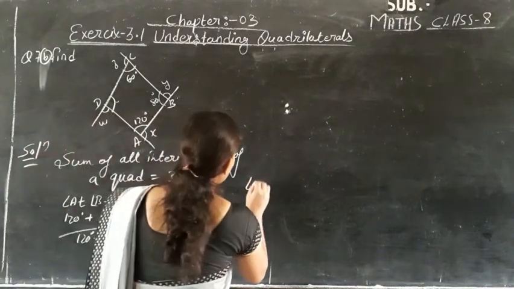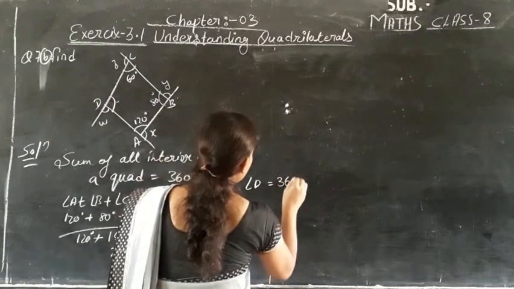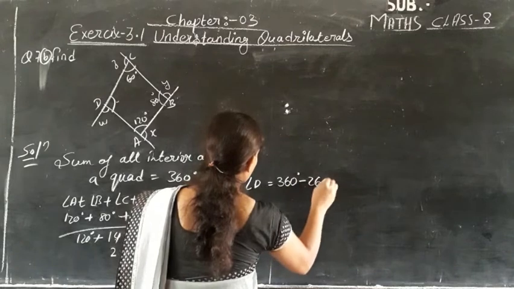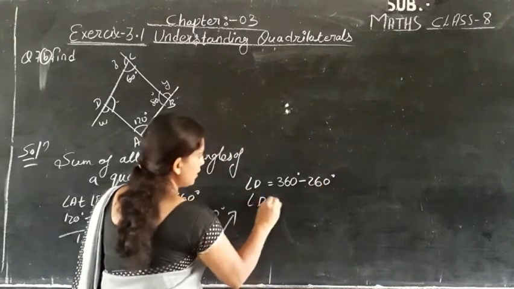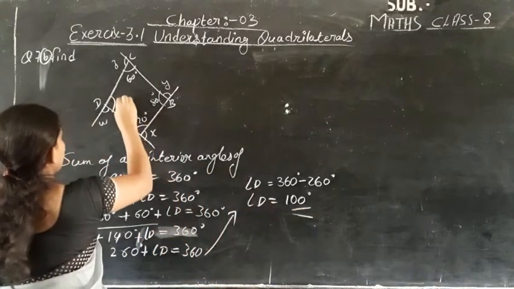Now we are going to transpose 260 degrees from the left hand side to the right hand side. It becomes minus 260. So angle D is equal to how much? 100. Have you understood up to here?